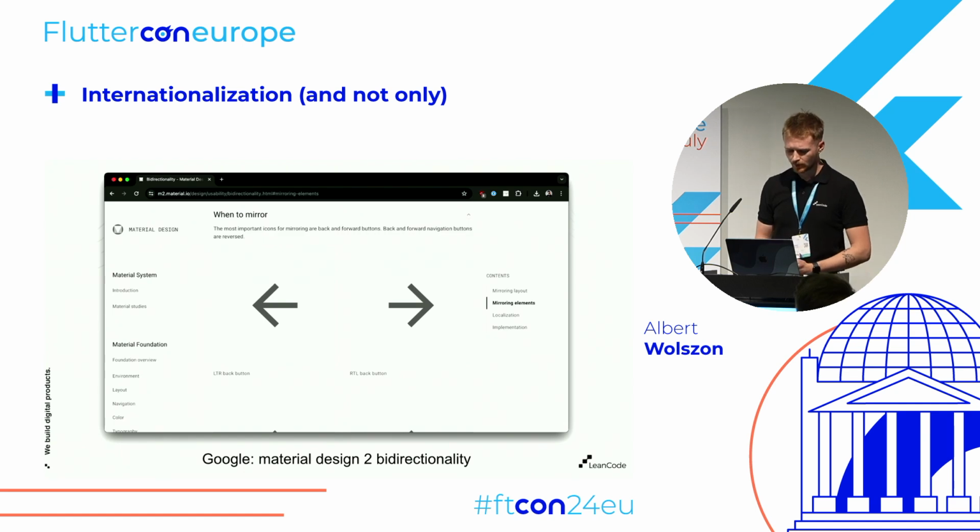What is not so obvious is mirroring some elements like icons. Some of them should also be mirrored depending on the text alignment. So we have this back button. The back button in a right-to-left application is also on the opposite side, so the arrow should be pointing in the other direction. Google has a really nice article about when to mirror in its Material Design 2 specification on bidirectionality, so make sure to take a look at that later.